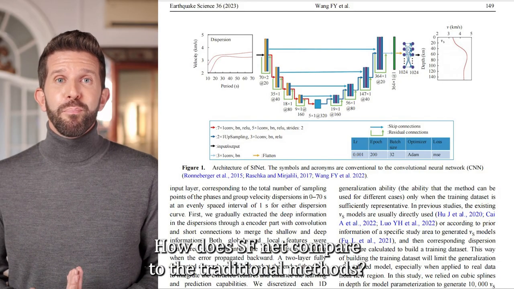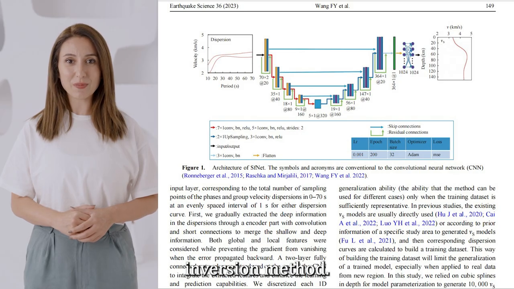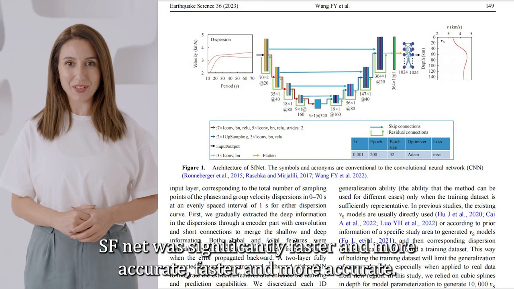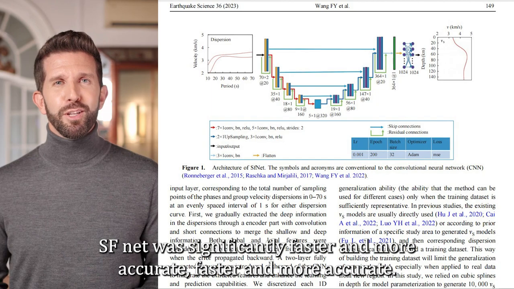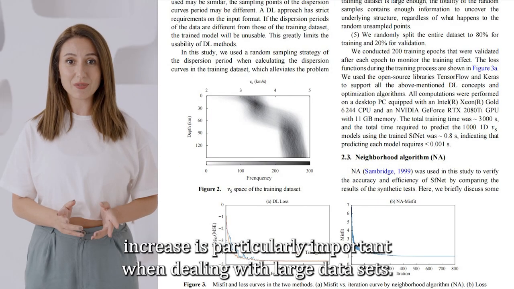How does SfNet compare to the traditional methods? They tested it against a neighborhood algorithm, a common nonlinear inversion method. SfNet was significantly faster and more accurate. Faster and more accurate? That's a pretty big deal in science. It is. The speed increase is particularly important when dealing with large data sets.